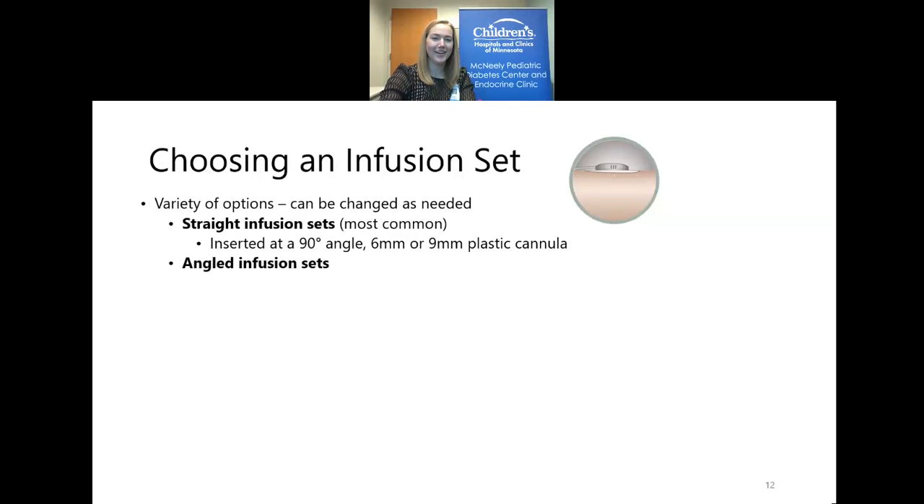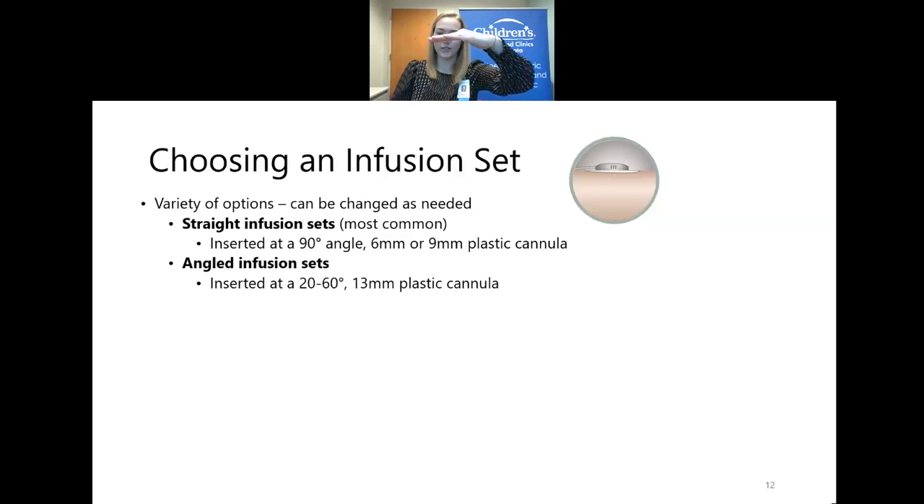There we go. All right, our second type is an angled infusion set. Angled infusion sets get inserted at an angle. They can be inserted anywhere between a 20 and 60-degree angle. So, if this is your skin, the 90-degree ones come in straight like that. Angled ones, you just simply put in at an angle.